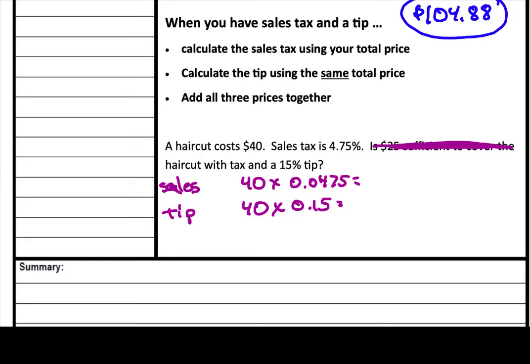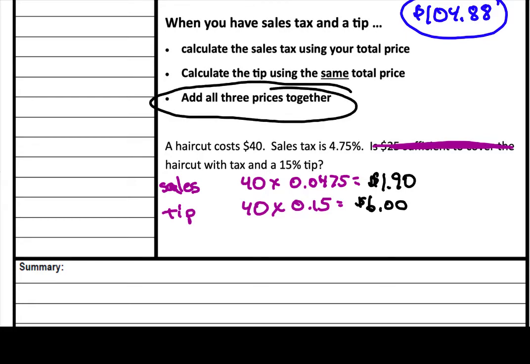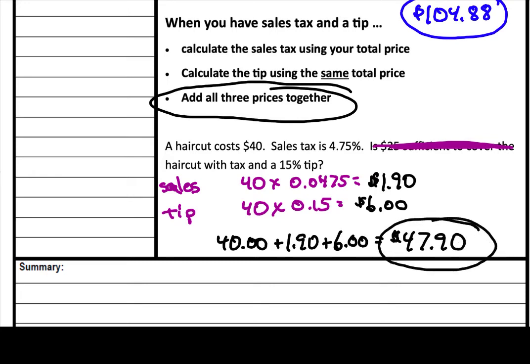So 40 times 0.0475 is $1.90. $40 times 0.15 is $6. Now, add all 3 pieces together. So $40 plus $1.90 for sales tax plus $6 for my tip is going to give me a total of $47.90. That's my total price after my haircut, the sales tax, and the tip get added on.